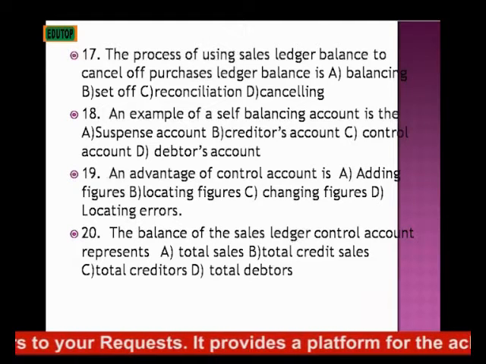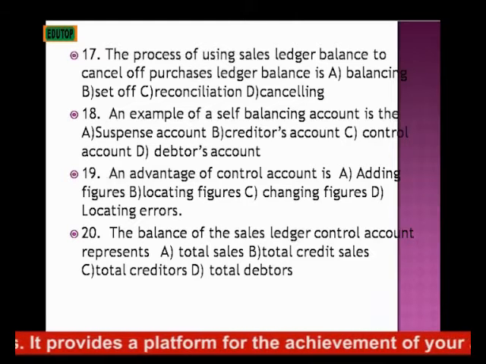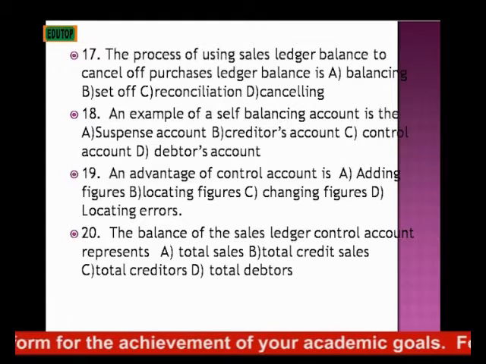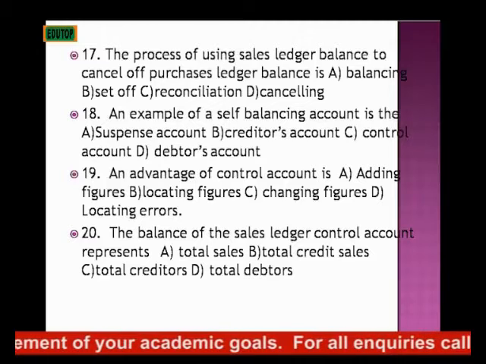Then 18 says an example of self-balancing account is the A, suspense account; B, we have creditors account; C, we have control account; and D, we have debtors account.